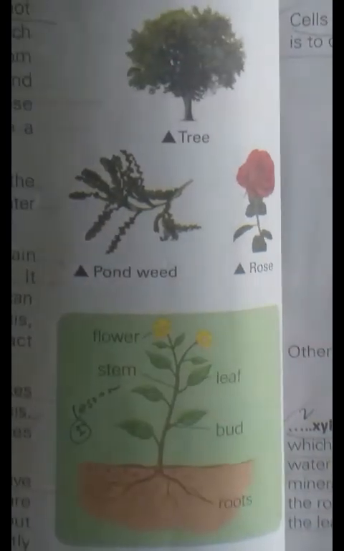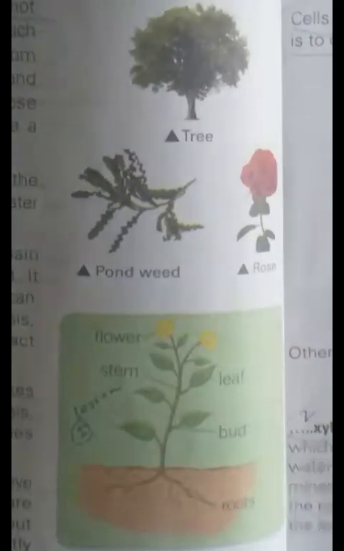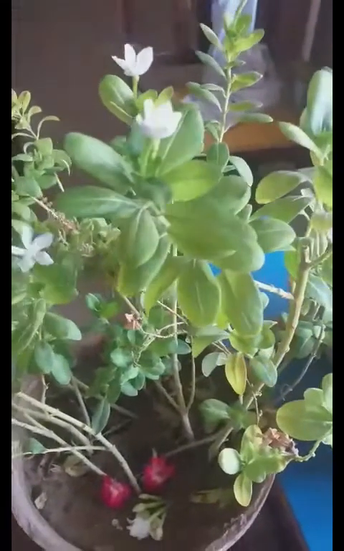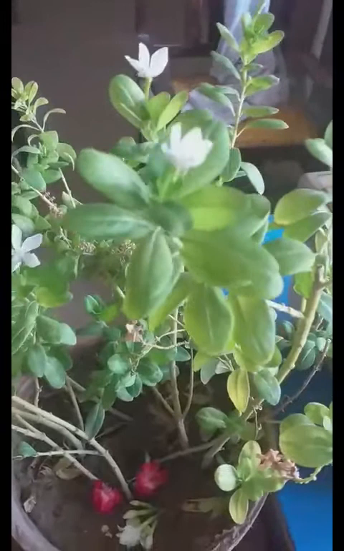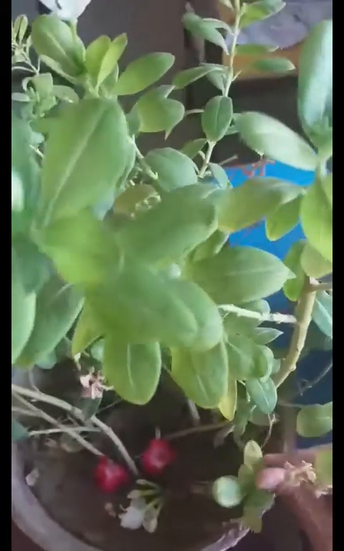Now look at this plant. Okay, this is a plant. Now look at this. This is a flower. These are the leaves, and this is a stem, this is a bud, and roots are inside the soil. Look at this, roots are inside the soil.